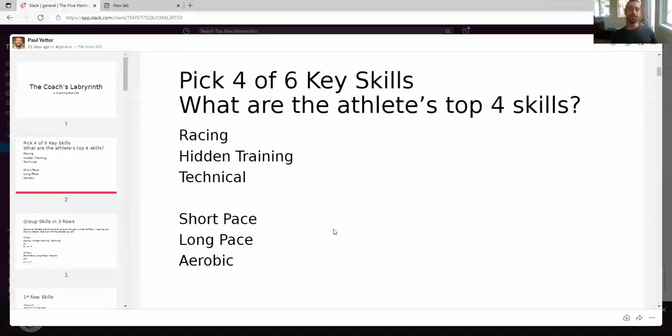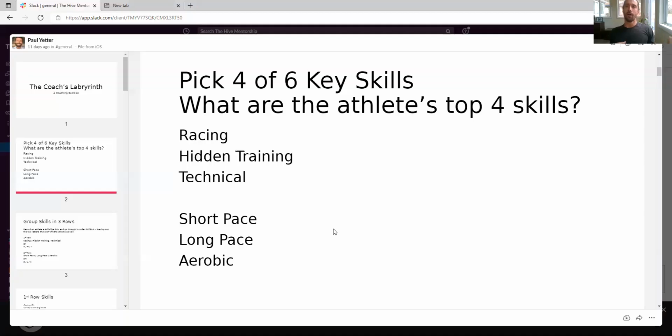I've identified 6 skills. And the way that you should do this really is to have a roster or a list of like 5 athletes that you're going to think about, or 3 athletes. Write the athlete's name down. You're going to end up picking 4 of these 6 skills that best define where your athlete is with training.